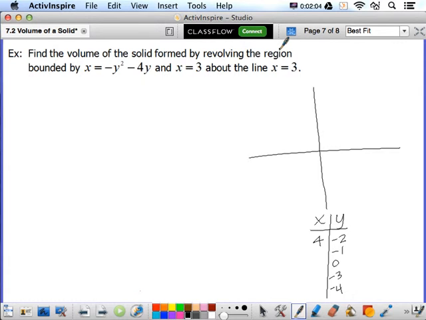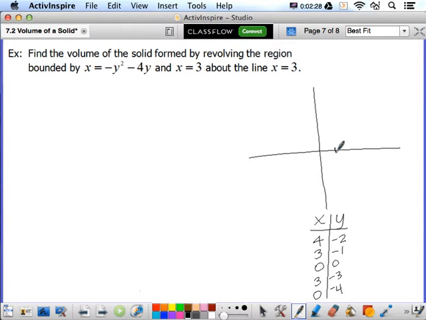What we find when we substitute negative 1 is we get positive 3. If we substitute 0 for y, we get 0. The negative 3, does it produce positive 3 again? And the negative 4 produces 0 again, right? Okay, so those are the points we're going to use to graph our sideways parabola.